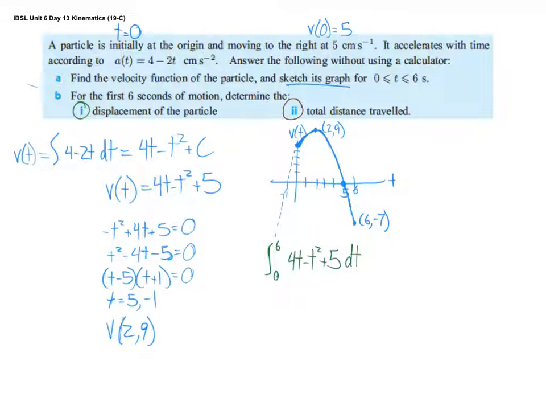If I'm trying to do part 2 down here though, total distance, I got to split it up. Now how am I going to split it up here? From 0 to 5 and then from 5 to 6. Yes, look at that change in direction. The change in direction happens when our velocity hits 0, right? So that right there is the change in direction. So we're going to integrate from 0 to 5, and then we're going to subtract the integral from 5 to 6. Okay? And again, we're integrating that velocity function.